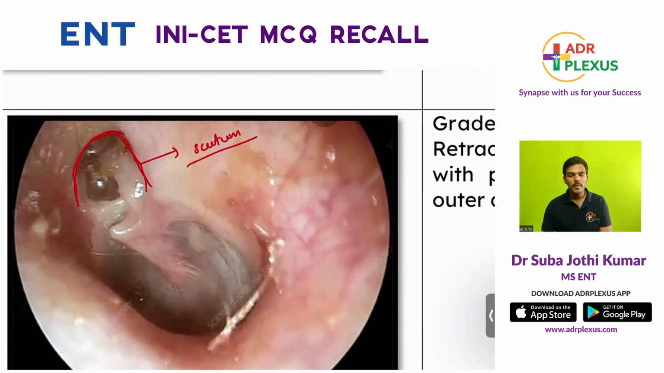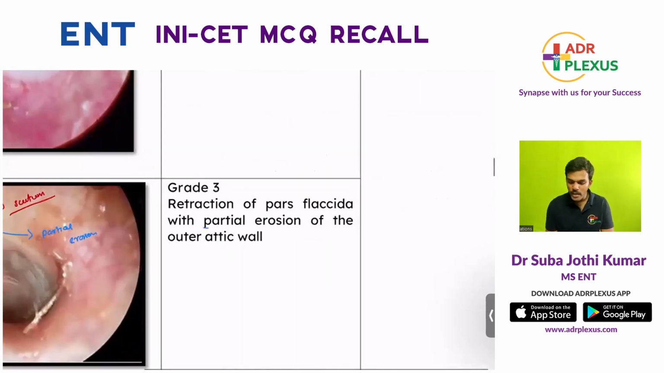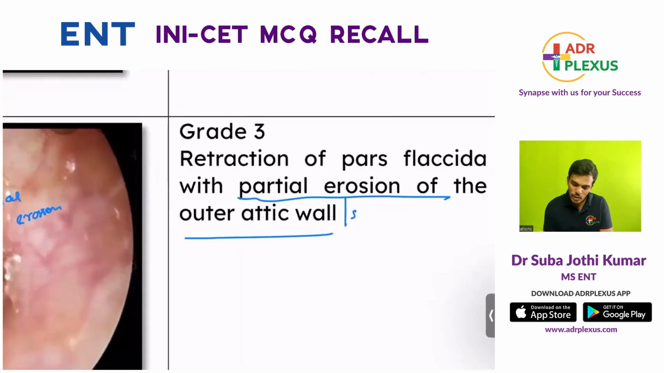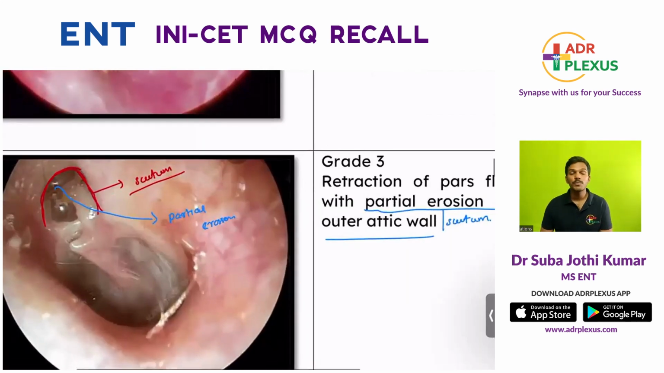The bone that is above the pars flaccida, we call it the scutum. So in the scutum, if there is a partial erosion, grade 3 is retraction of pars flaccida with partial erosion of the outer attic wall. The outer attic wall is otherwise called the scutum. Here, the outer attic wall or scutum is partially eroded.